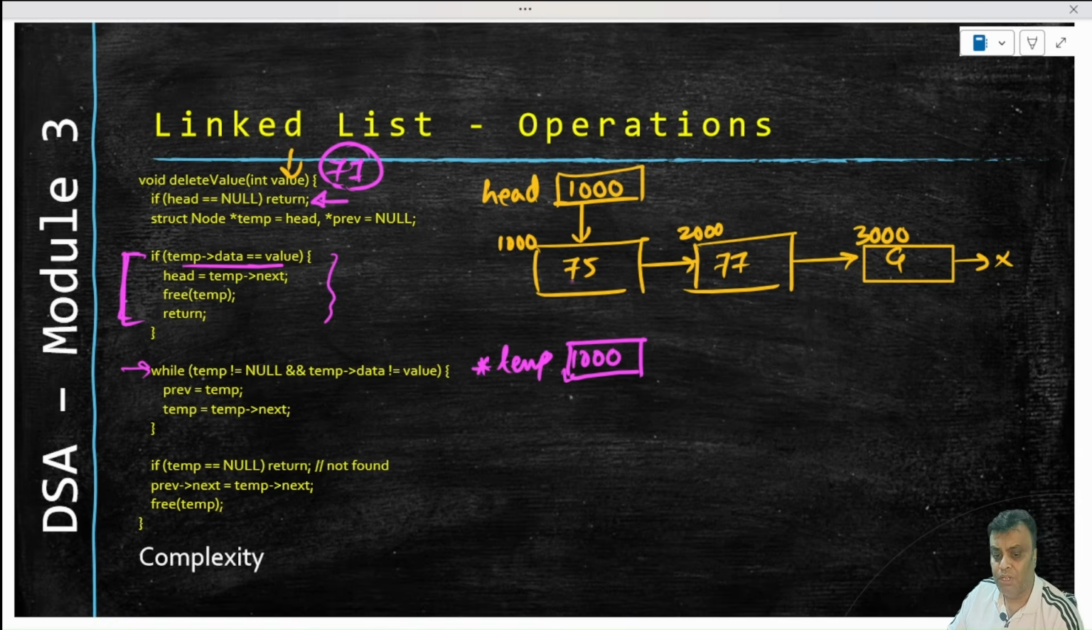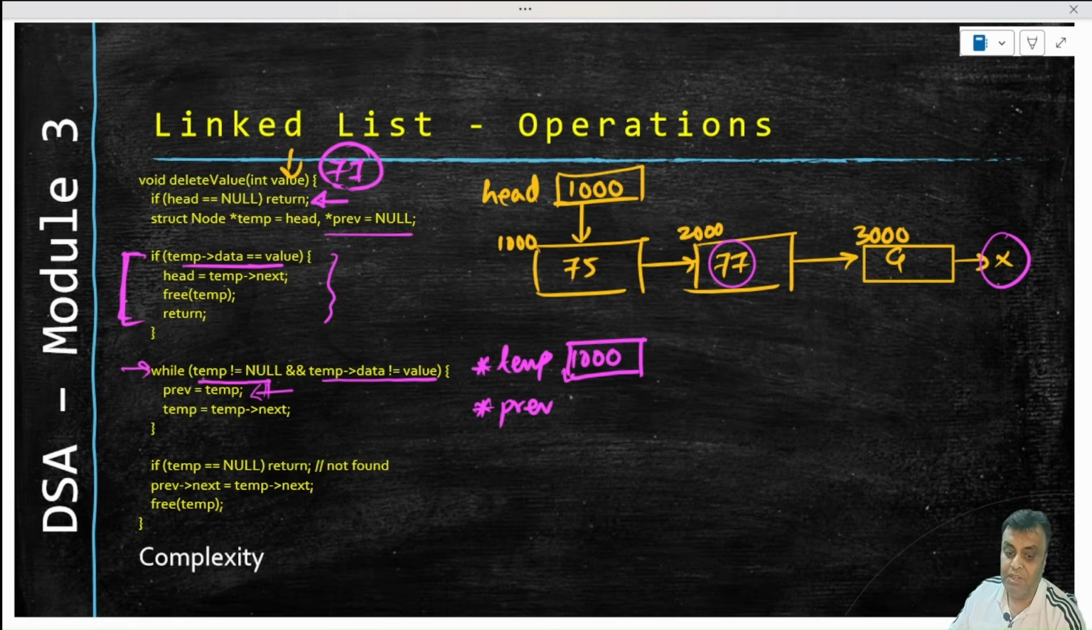If it is pointing to 1000, how long should we traverse? We should traverse till temp becomes null or its value matches. So we should traverse till temp is equal to null, and the value should also be checked. If the value is not matching and temp is not null, keep on doing what? Keep on doing prev equal to temp and temp equal to temp arrow next. So we have taken one more pointer called prev, and I'll explain why.